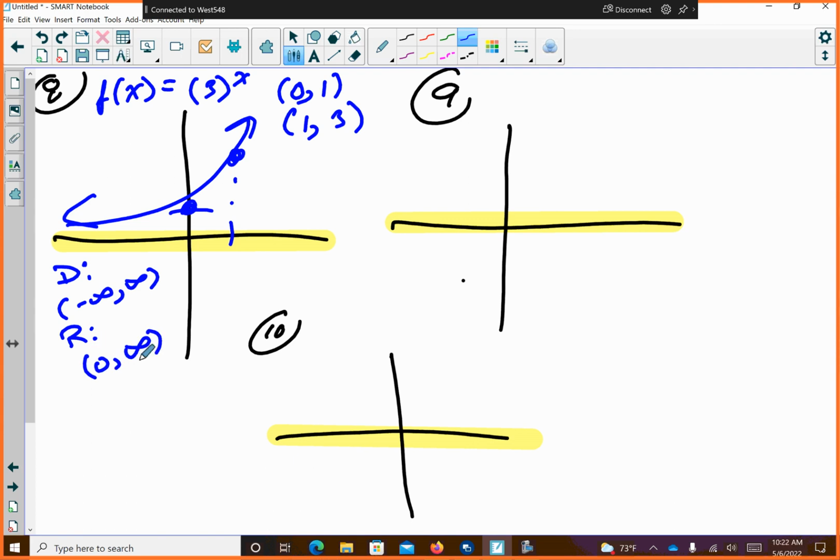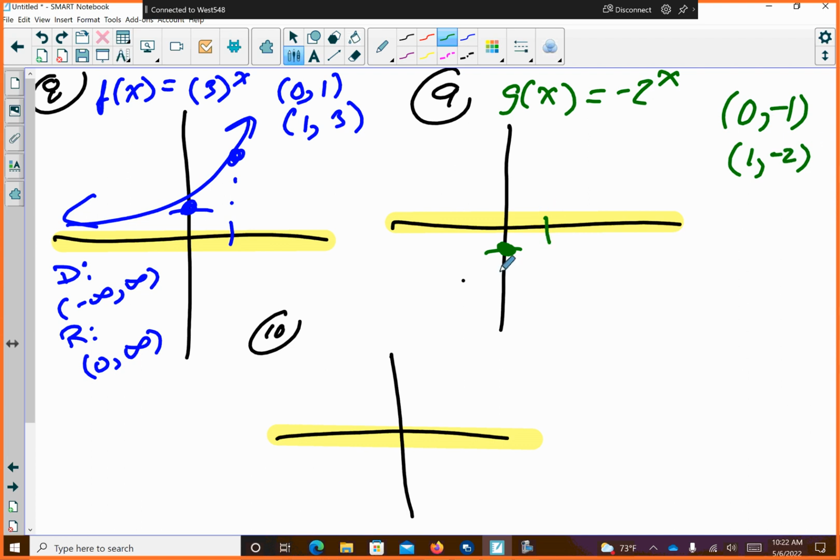Okay, now let me finish these. And one thing I wanted to talk to you guys about. So this is my equation. If I plug 0 in, the gotcha on this one, if you plug 0 into this, you wind up getting negative 1, because that negative 2 is not in parentheses. And then if I plug 1 in, I get 2 to the first. So that would give me negative 2, so 1 comma negative 2.